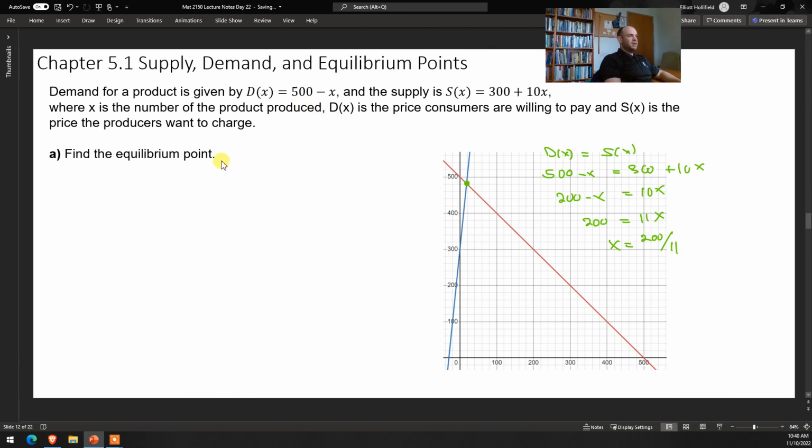Now we can take that and plug it into either function. We know the x value is 200 divided by 11. Let's use our demand function, plug it in and see what we get. Here a decimal will be okay, but let's do it exactly first. We just take 500 minus 200 over 11.